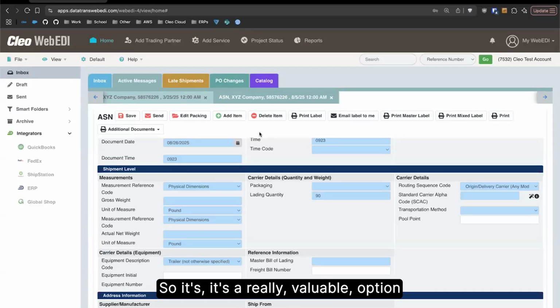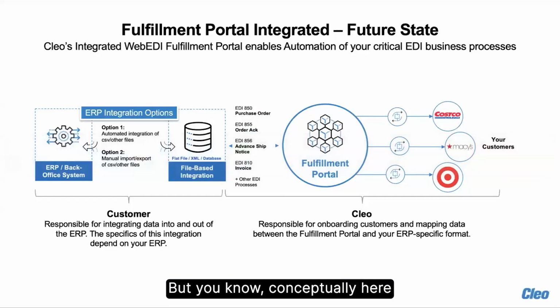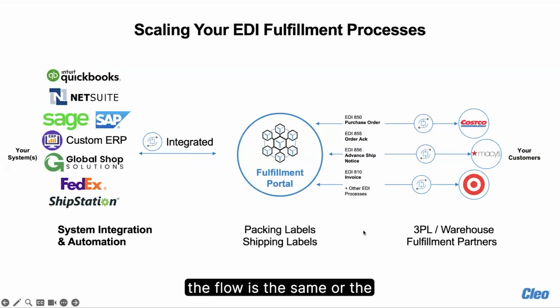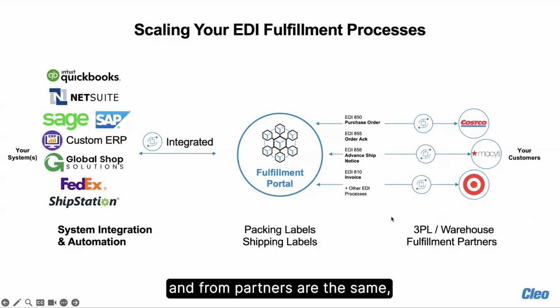So it's a really valuable option that our customers take advantage of to actually, again, automate some of these flows. And the caveat here is you don't have to automate everything. You can automate certain partners, you can automate certain documents. So it just depends on what you like to institute. But conceptually here, the flow is the same. The transactions to and from partners are the same, the document structures are the same, the portal visibility that you get is the same.